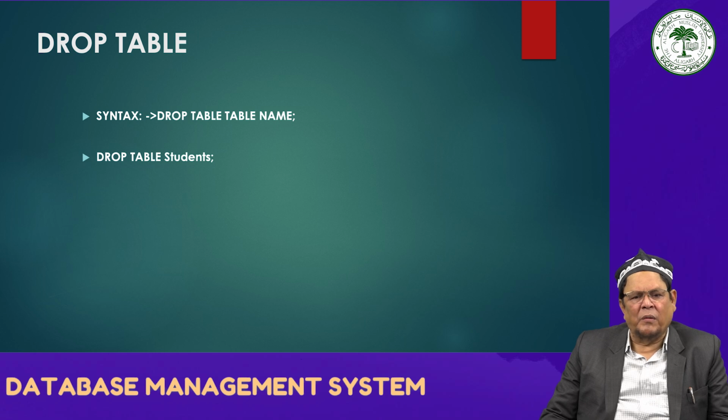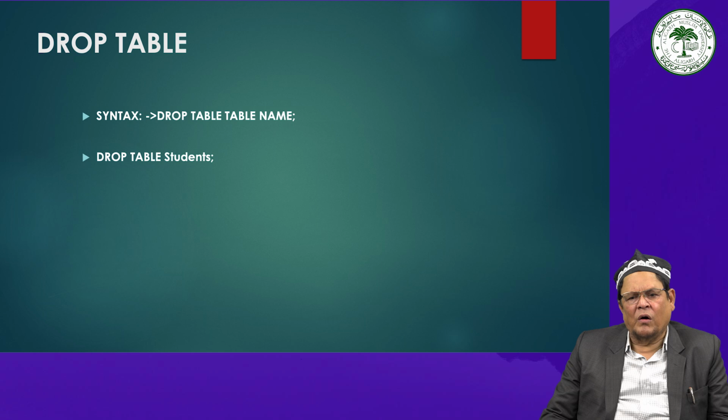The drop table command is used to delete an existing table and all of its data from the database. It permanently removes the table structure and its associated data. Let's say we want to remove the student table from our database.